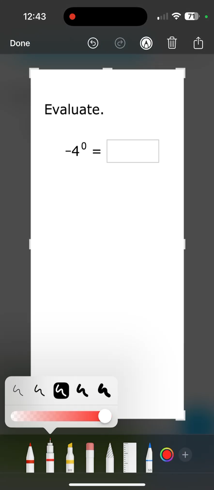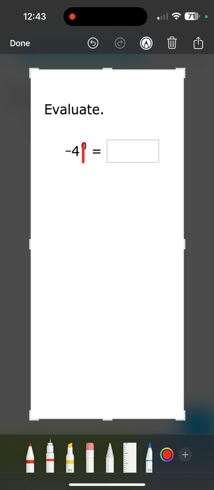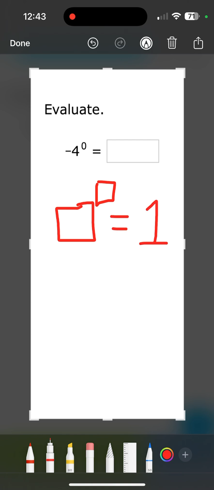For this one, any base that is raised to the power of 0, this is a special rule, just equals 1. Whatever you put inside of this box, there's one exception, but in general, anything you put inside this box, whether it's a positive number or a negative number, it doesn't matter. It's always going to equal 1.